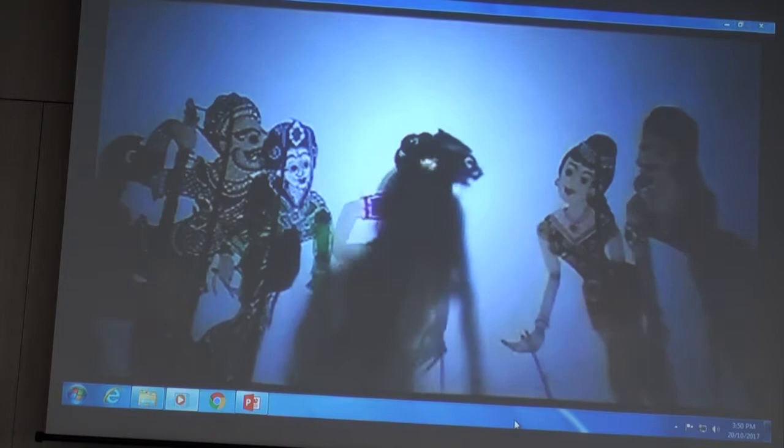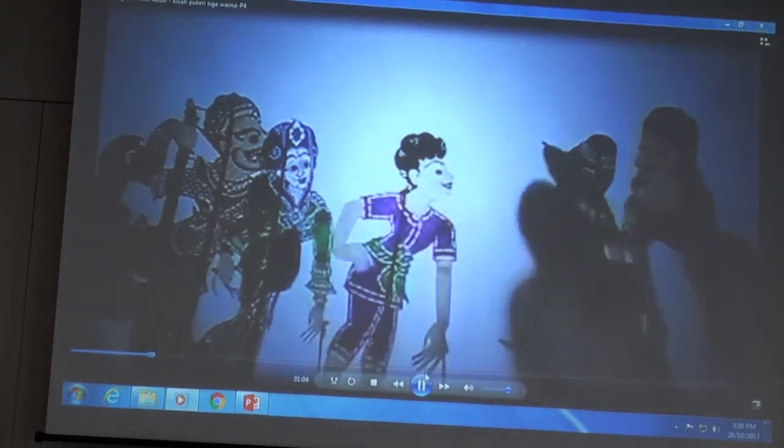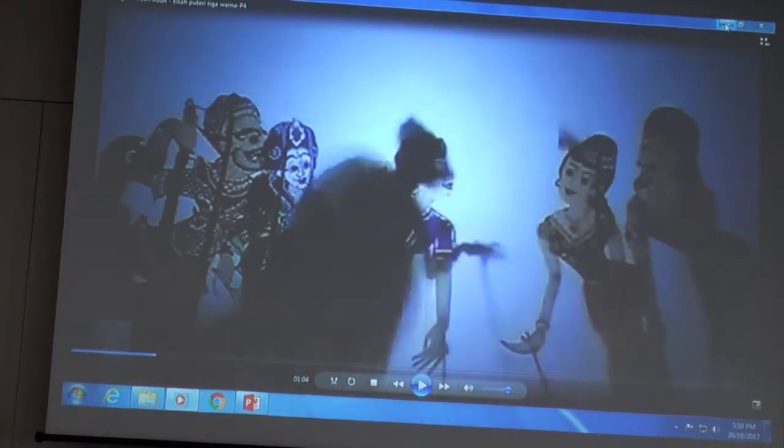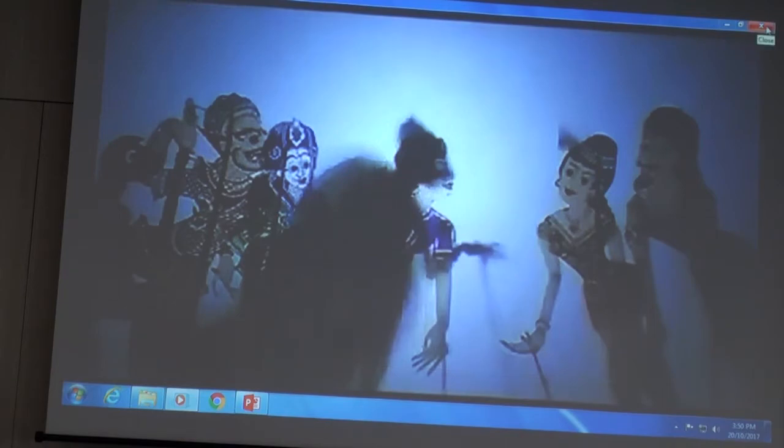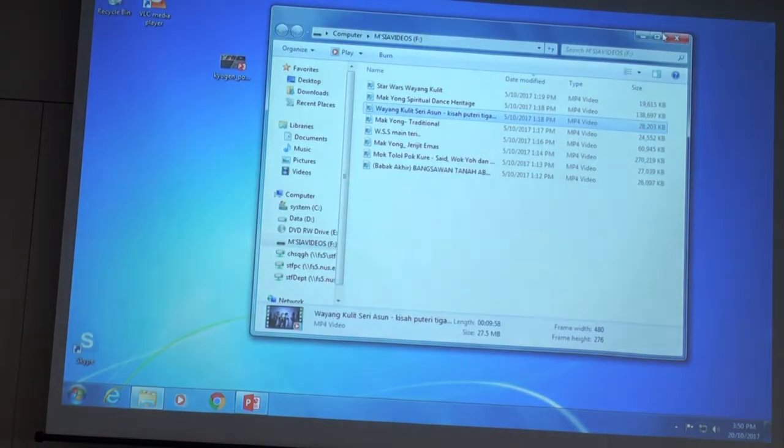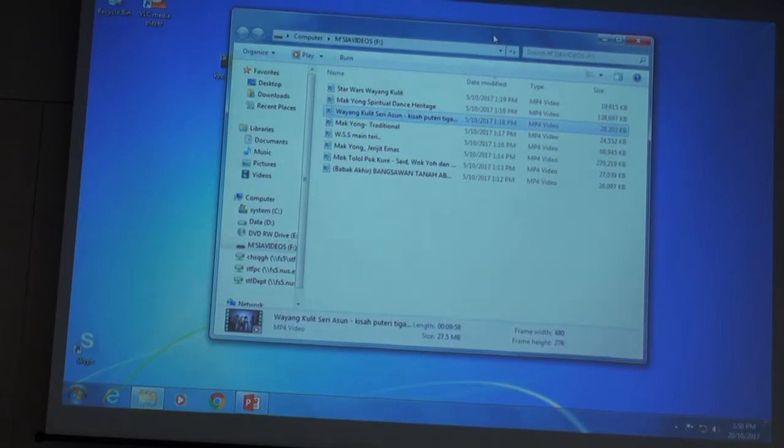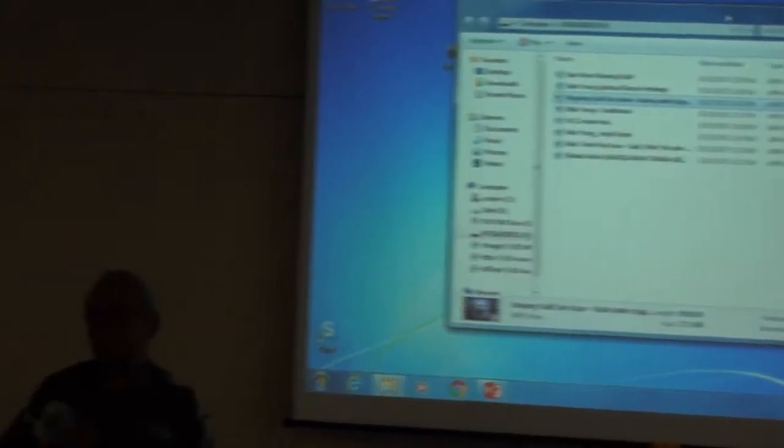Okay, this is something called Gedek, G-E-D-E-K, also Kampung Wayang Kulit, Kampung Asun. It's based on the Thai, Southern Thai Nang Talung. Okay? It's actually borrowed from Thailand, and then they changed the language a little bit, and some of the puppets. And essentially, it's still the same as the Thai form. I'll discuss that later. Okay, so look at these other Wayang Kulit forms we have here.